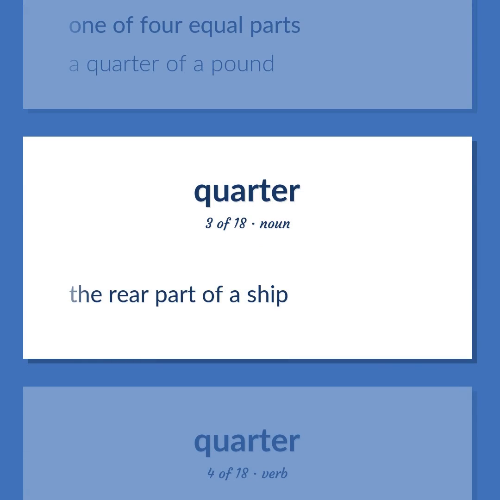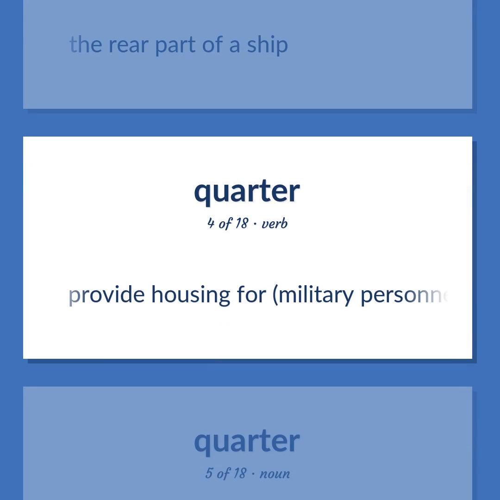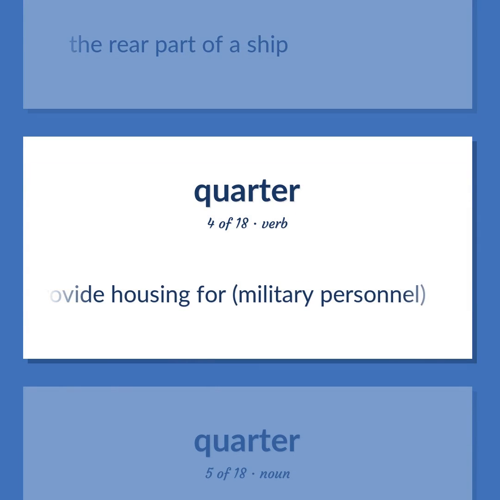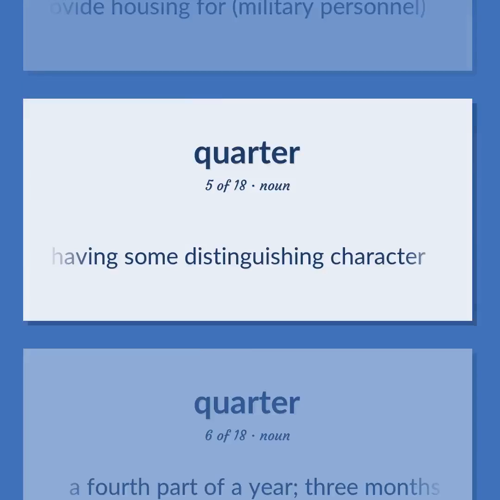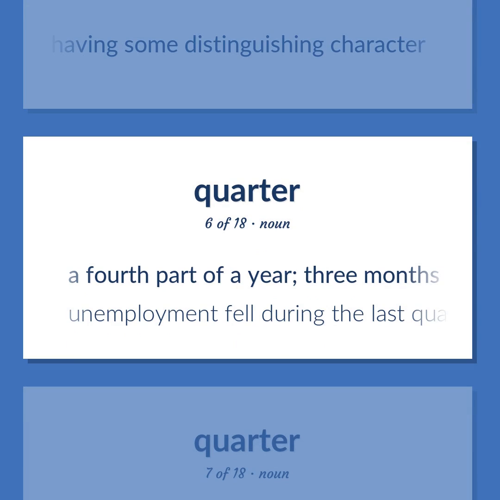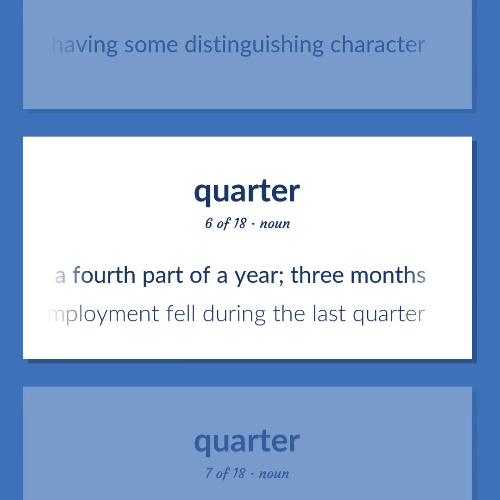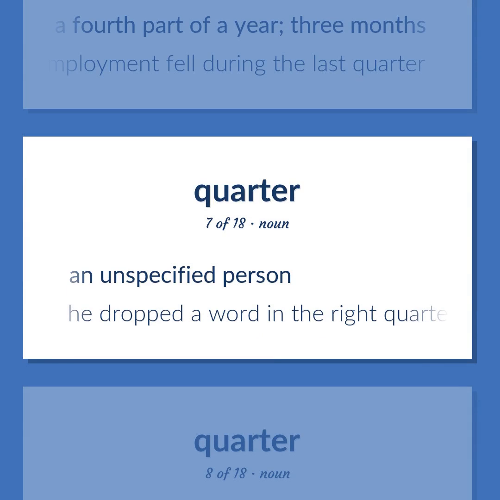The rear part of a ship. Provide housing for military personnel. A district of a city having some distinguishing character. A fourth part of a year, 3 months. Unemployment fell during the last quarter. An unspecified person. He dropped a word in the right quarter.